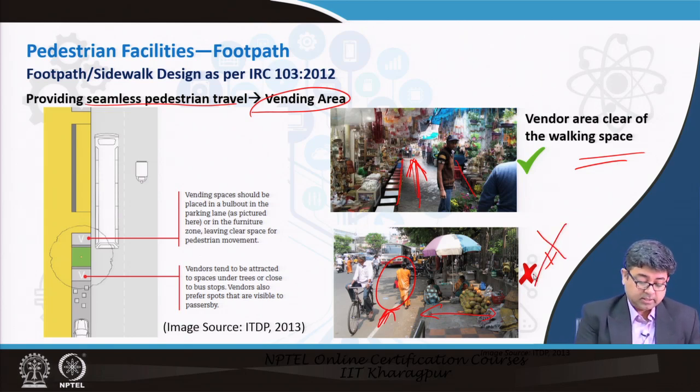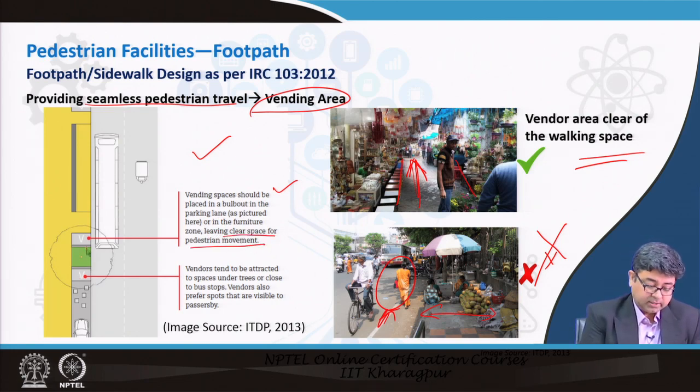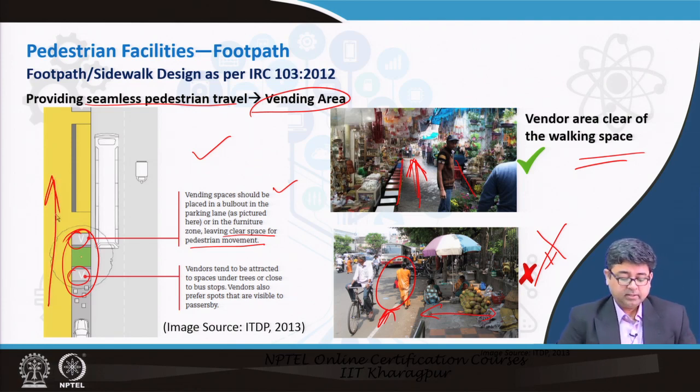A similar thing is shown in this picture as well. Vending spaces should be placed in a bulb out in the parking lane or in the furniture zone, leaving clear space for pedestrian movement, right. If this is the furniture zone, you can have the vending zones right here, leaving a clear space for the pedestrians.